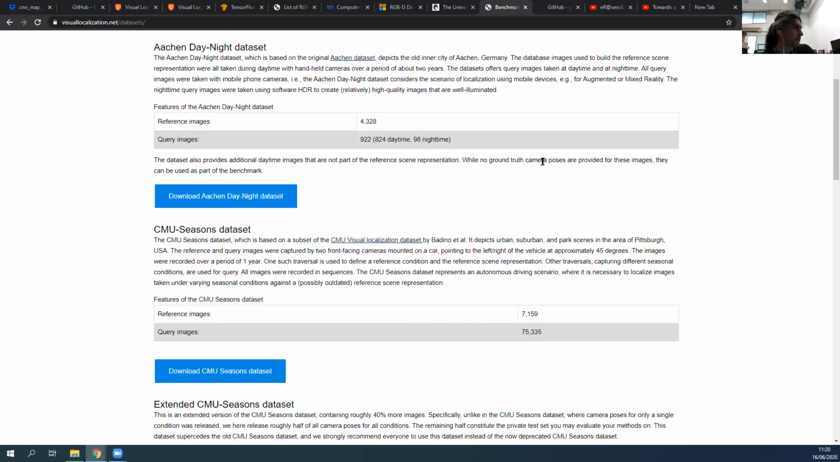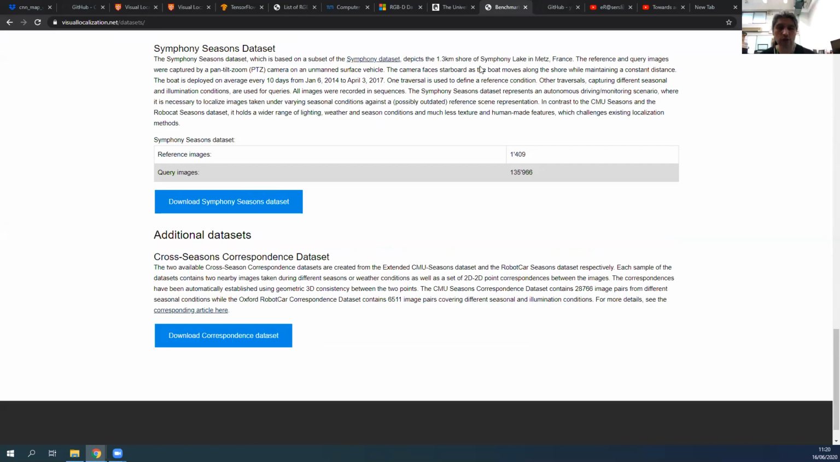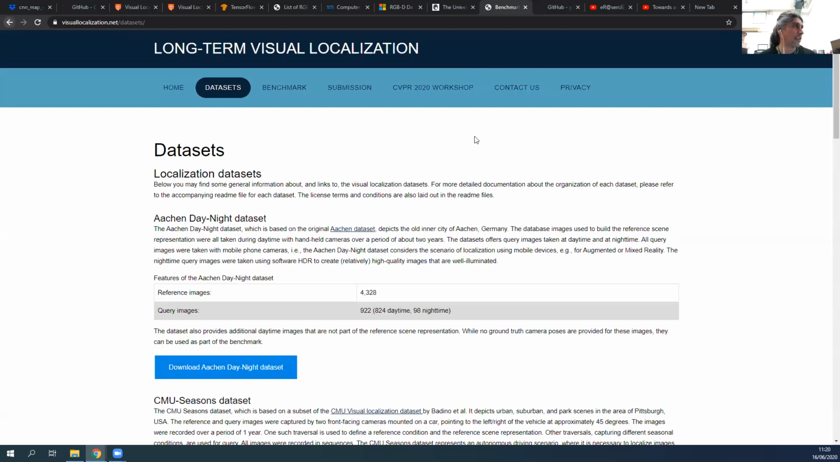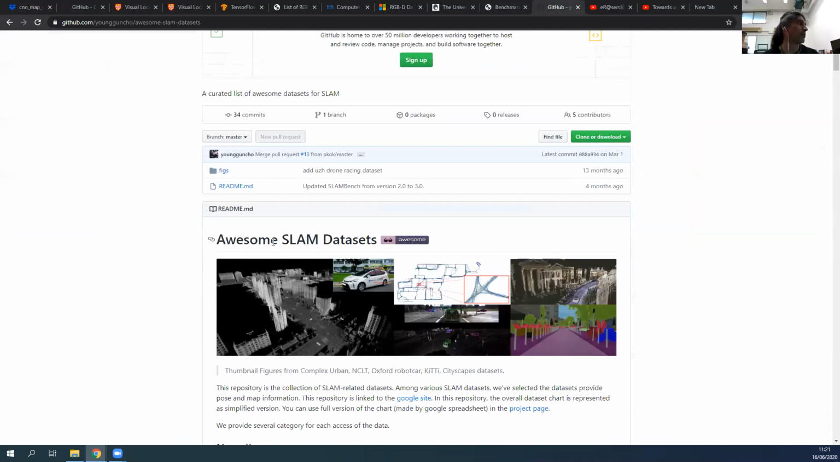So a lot of data sets and information. If you want to create a robot that is able to localize itself in a given place independently of the day of the year, you can use this data set. And if you have any other tasks different from that, you can enter this awesome SLAM datasets for robot localization.